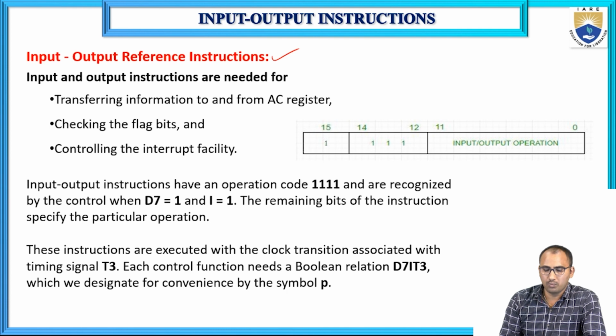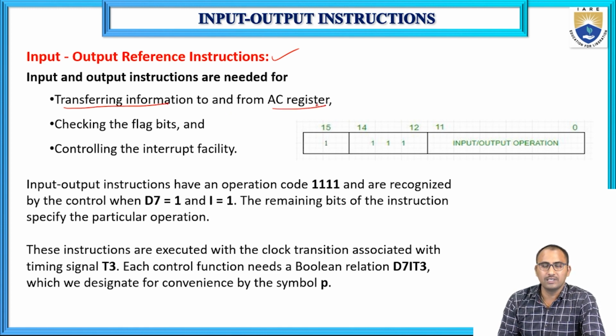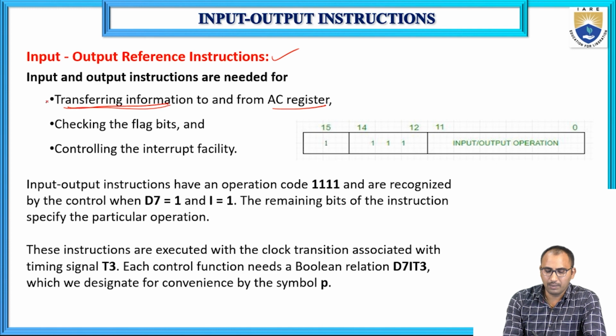These input and output reference instructions are needed for transferring information to and from the AC register, that means the accumulator. Using these input and output instructions, we can read the data from the accumulator or send data to the accumulator. So mainly it is useful for transferring information. And the second purpose is checking the flag bits.